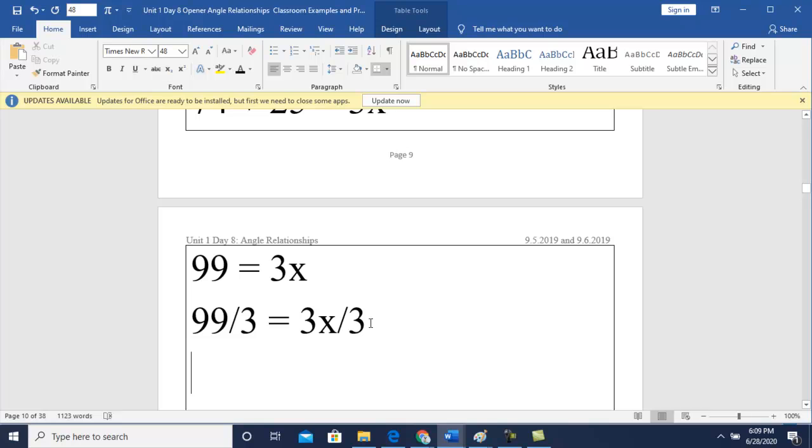And when I'm finished here, on the left side, 99 divided by 3, if you use a calculator, you get 33. And then on the right side, the 3's are going to cancel out, leaving you with just x. All right, and then you put a little angle symbol here for the answer there.